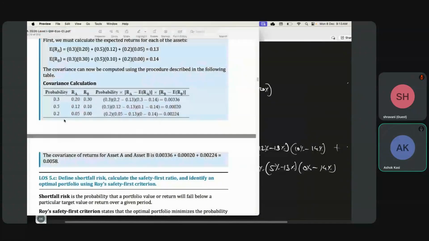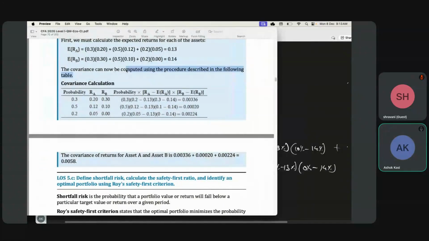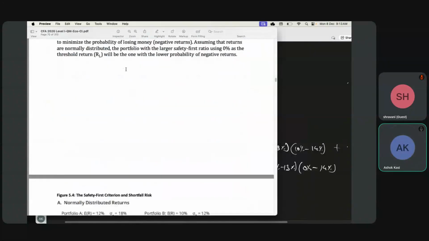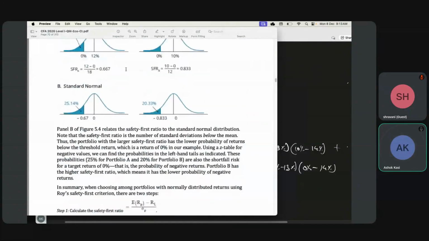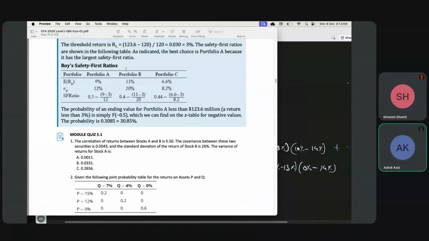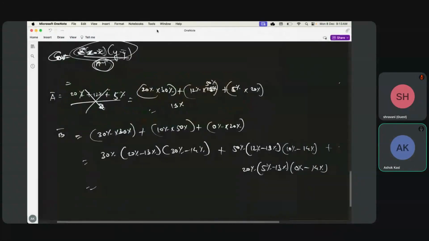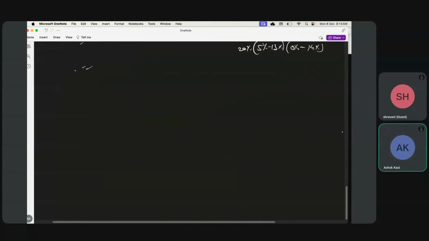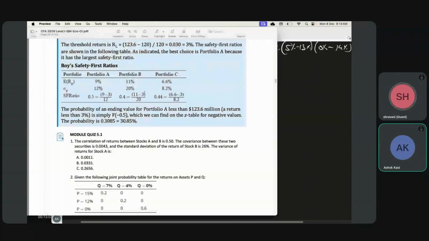Okay, this is the step. Then going to the next one: Roy's safety first formula. Do you remember the formula? Yes, sir. Roy's safety first ratio is equal to, what is the formula?